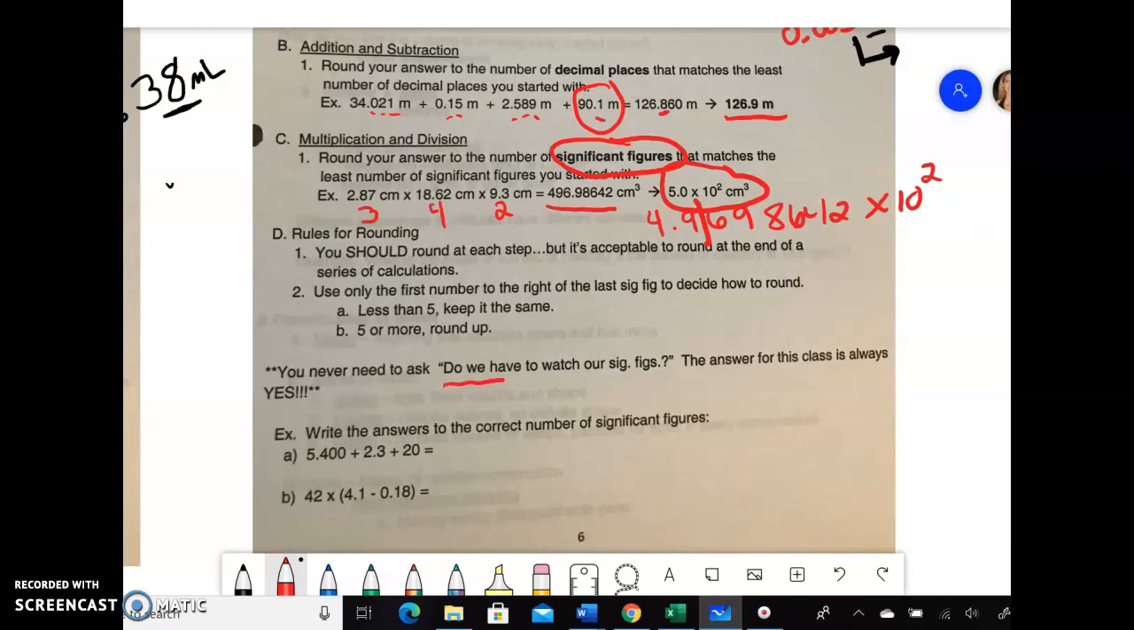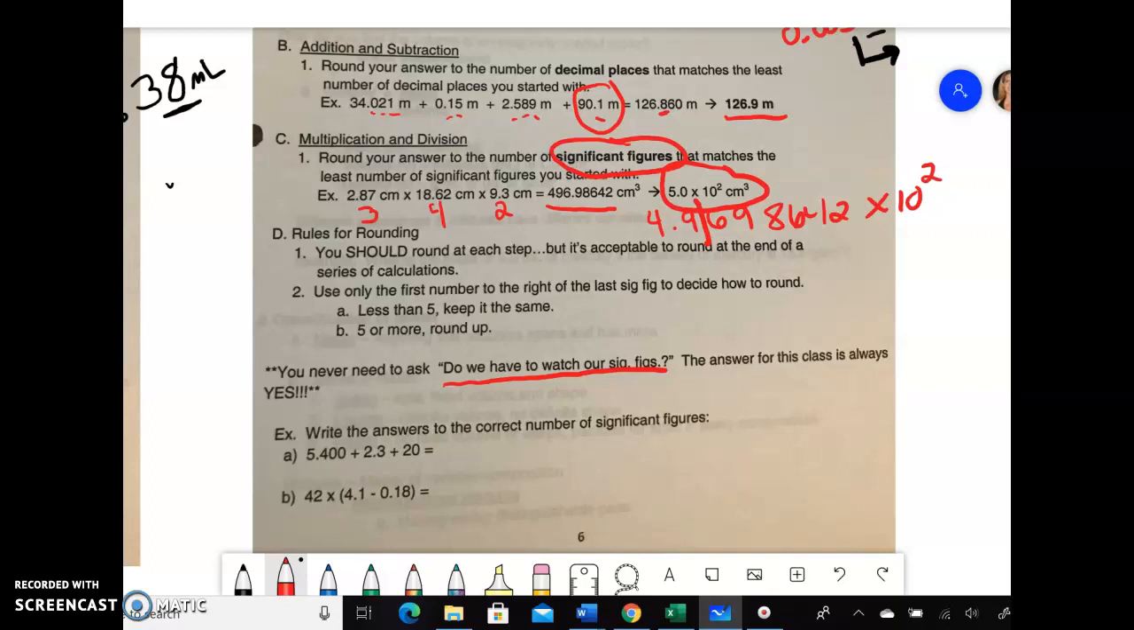Be careful here. Some of you are going to say, do we need to be careful about sig figs on a quiz or a test? And the answer will always be yes. So from now on, every time you do a calculation for this class, you need to go ahead and get in the habit of figuring out your sig figs. So let's just do these 2 examples.